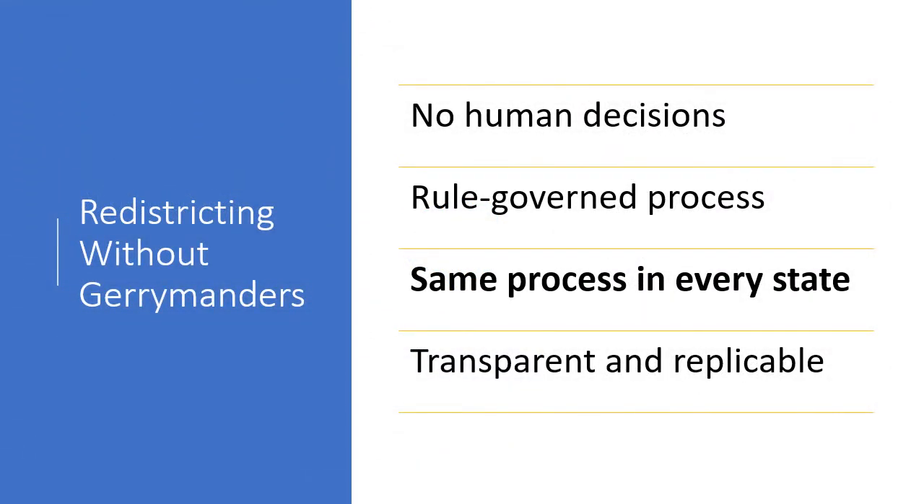The worst practices at present are that politicians often make the decisions, and oftentimes their own self-interest is paramount. Hence, the best system is one which avoids all human decisions. We propose a rule-governed process, using the same process in every state. This process is transparent and replicable. Any high school civics class should be able to draw CDs for any state, and all the results should be the same.